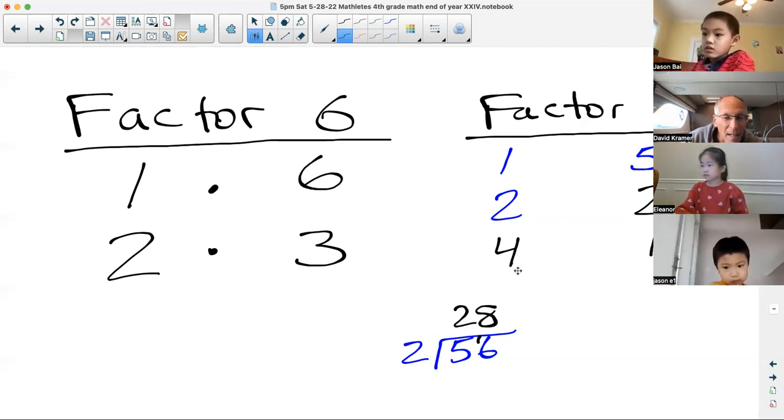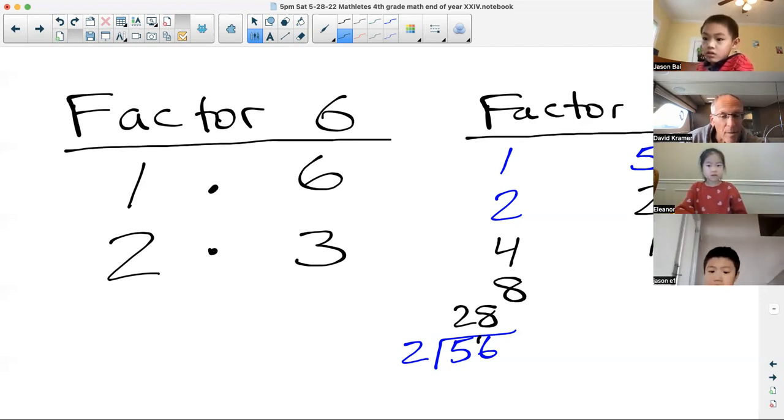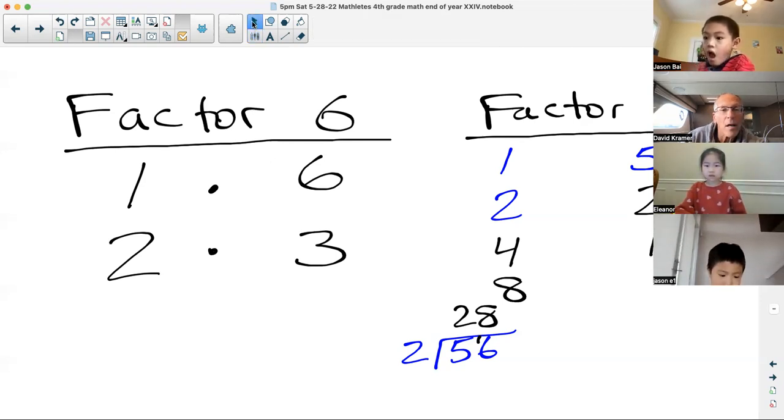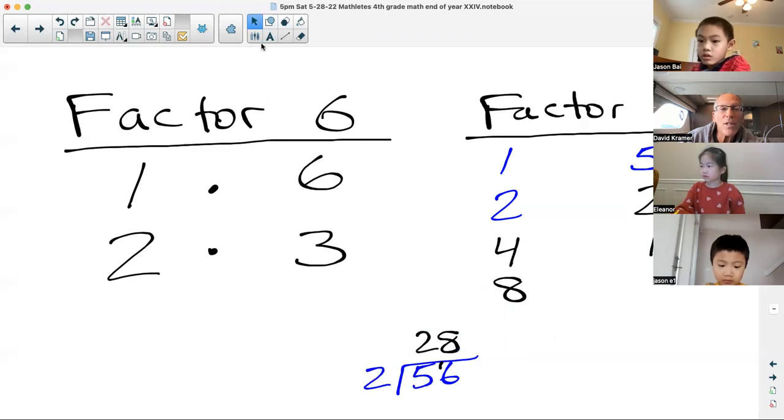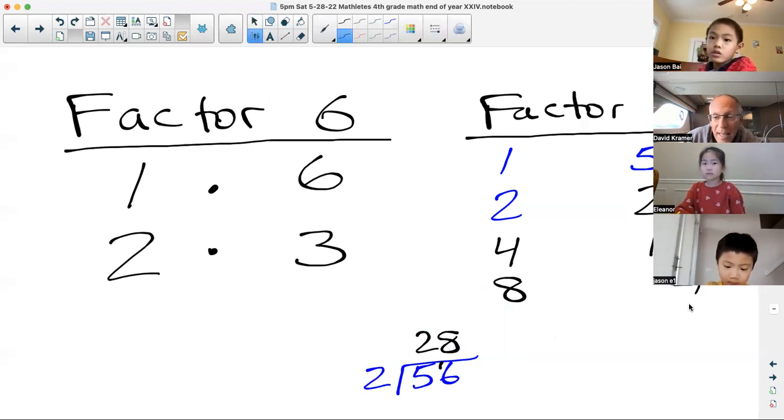And keep going, guys. Come on, double the 4. Jason E, can you double 4? 8, good. Jason E, can you take half of 14? It is 7. That's right. Very good. So everybody, guess what? These are all the factors for 56.